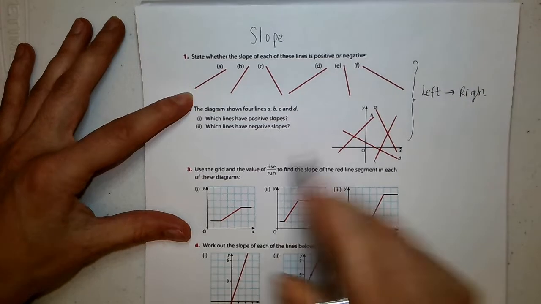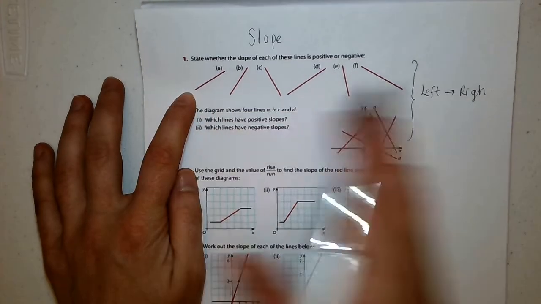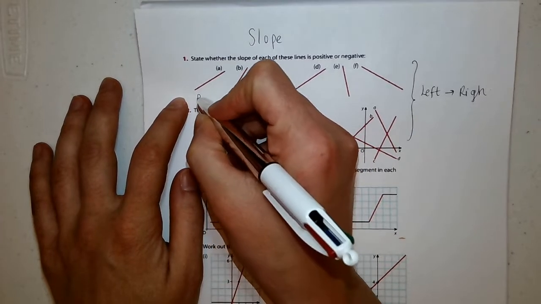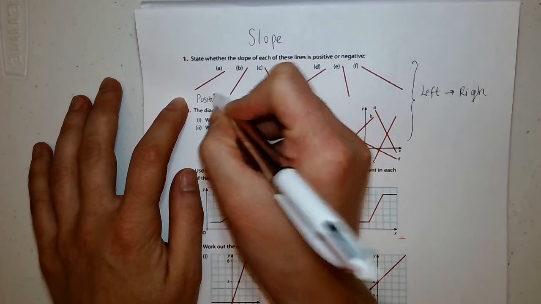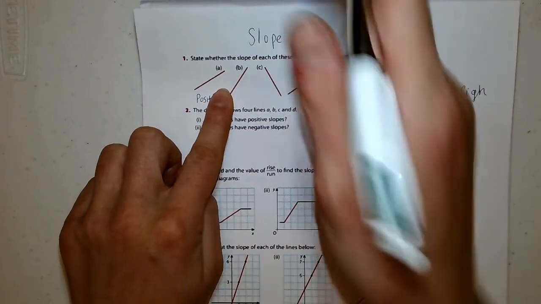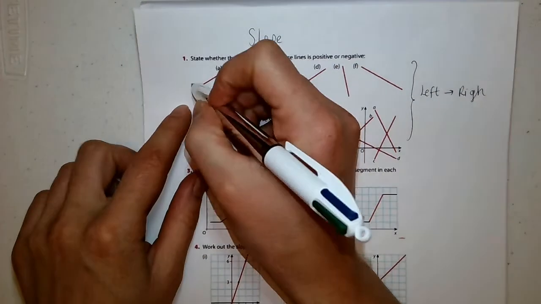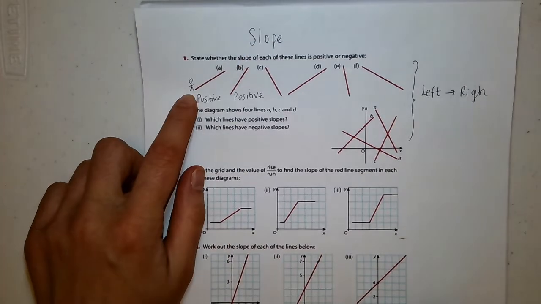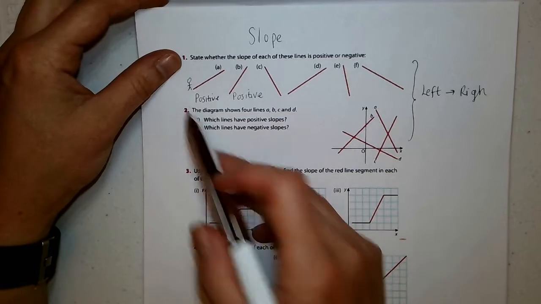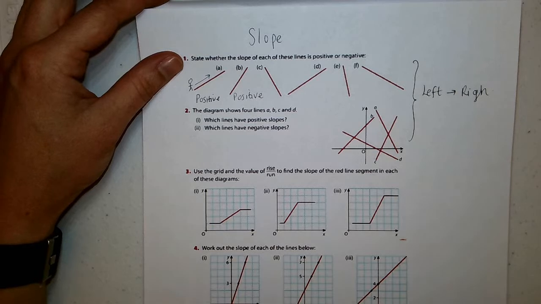Okay, so if we look at line A, if we start from the left and look over to the right, as you can see the line is actually increasing, so this is a positive slope. The same goes for this one. If we start left and look right, the line is increasing. I always like to think, if you drew a little stick figure here, is this person walking up or are they walking in a downward direction? As you can see they are walking up.